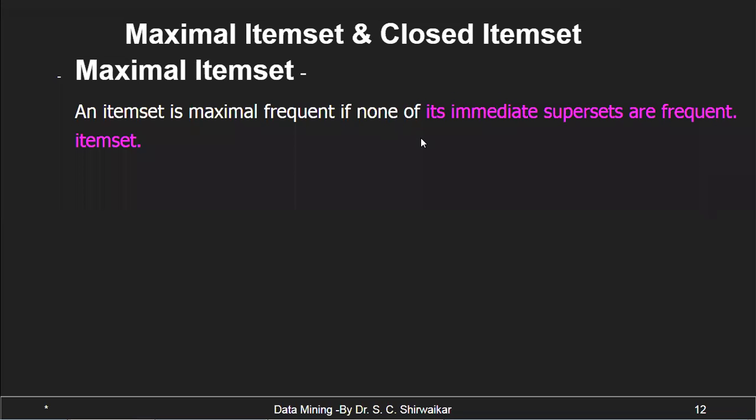Okay, yesterday we started the concept of maximal item set and closed item set. So again we'll revise this point, that is, what exactly the maximal item set is. No doubt, it is a frequent item set for which none of its immediate supersets are frequent. The immediate superset is not a frequent item set. This is called a maximal frequent item set.